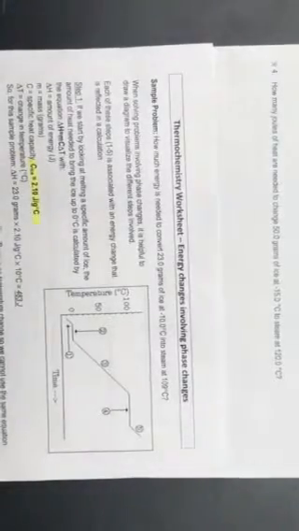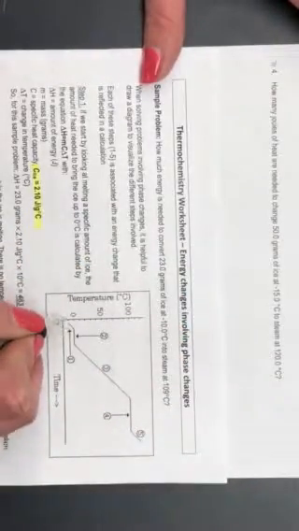So we're looking at question number 4 of the thermochemistry worksheet for homework. We're taking 50 grams of ice at negative 15 degrees Celsius to steam at 120. So really we're starting down here at negative 15 and going all the way up here to 120. So we're going to have to do all 5 steps.